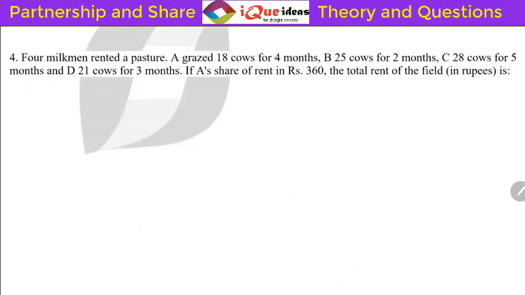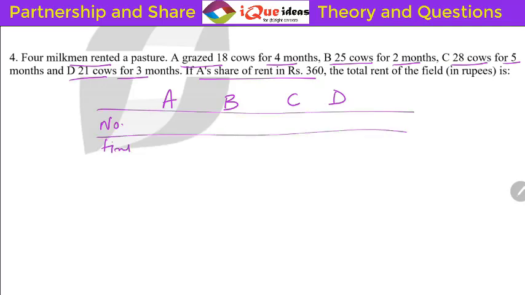The fourth question says 4 milkmen rented a pasture. A grazed 18 cows for 4 months, B 25 cows for 2 months, C 28 cows for 5 months, and D 21 cows for 3 months. I think this is again a direct question, as I hope you can see straight away. A, B, C, D, the number of cows and the time, right? You don't even need to prepare a chart, you can directly use the calculation here. Because I have to make sure that you understand it properly, I'm writing everything properly.